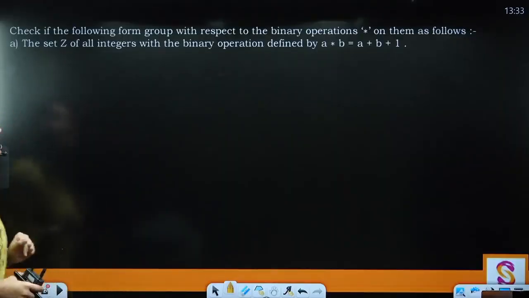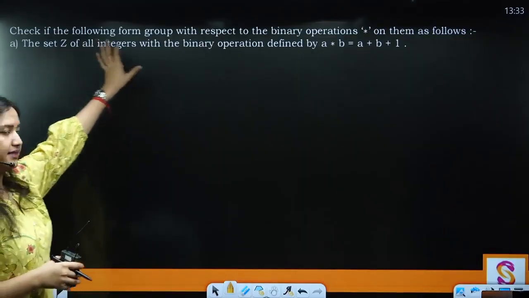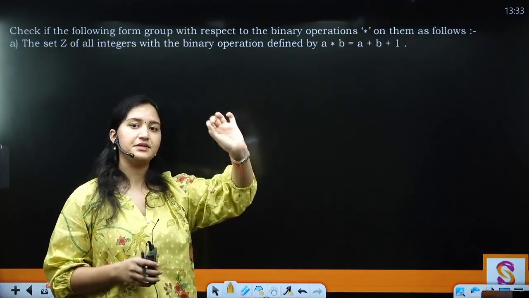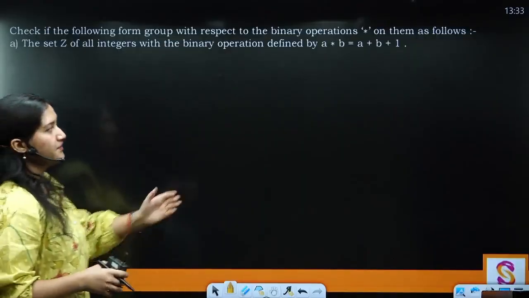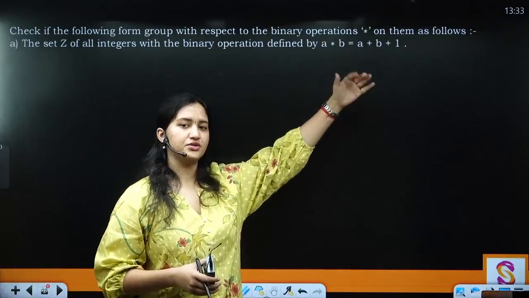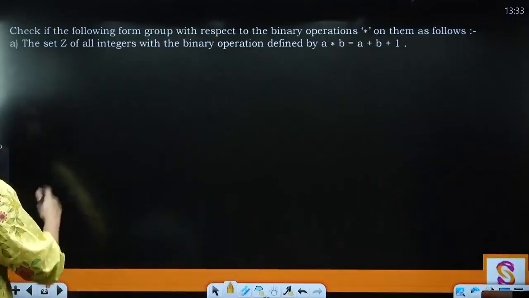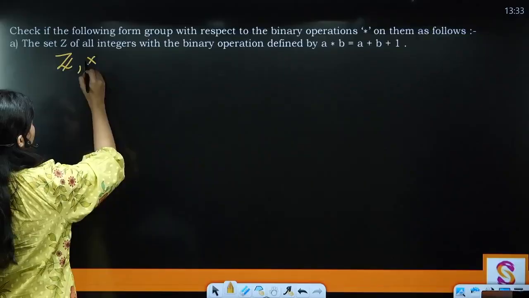Okay, check if the following form a group with respect to the binary operation star defined on them as follows. So we are given the set Z, the set of integers, with a star b, and the operation is a plus b plus 1. Clear? I guess this is very easy. Why? Because eventually you are doing addition, you are just adding one constant number, that is 1. Clear? So let's quickly see how we are going to solve this. So the operation has been given to us as a star b equals a plus b plus 1.